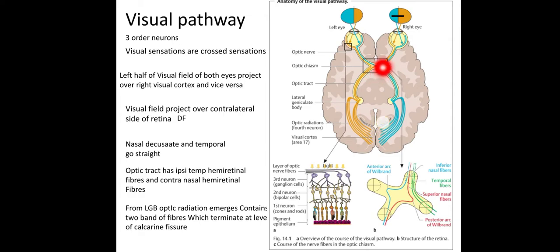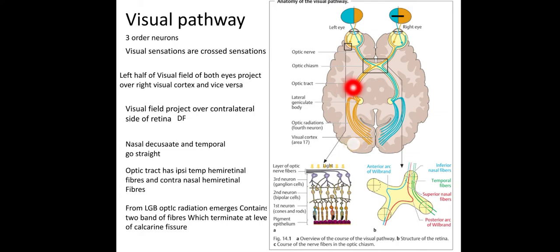At the level of the optic chiasma, the nasal hemiretinal fibers decussate, and the temporal hemiretinal fibers will move to the ipsilateral side. So the nasal hemiretinal fibers here will move to the contralateral optic tract, while the temporal hemiretinal fibers will move towards the ipsilateral optic tract. Now, after the optic chiasma, the decussated nasal hemiretinal fibers and the straight temporal hemiretinal fibers will move along the optic tract.